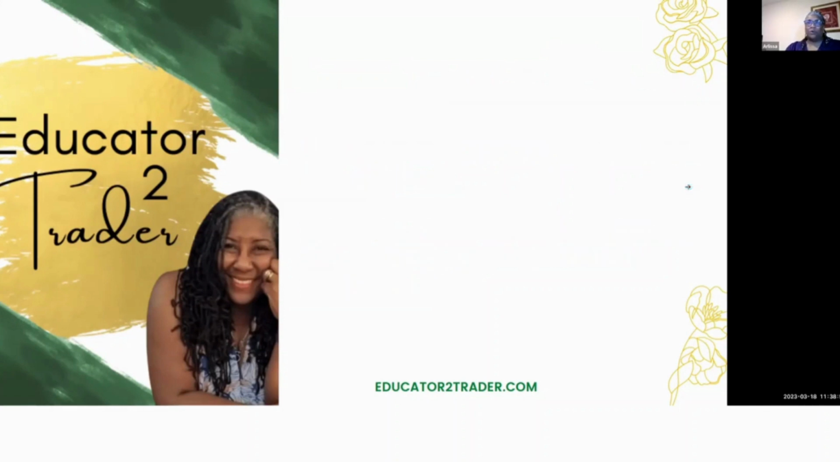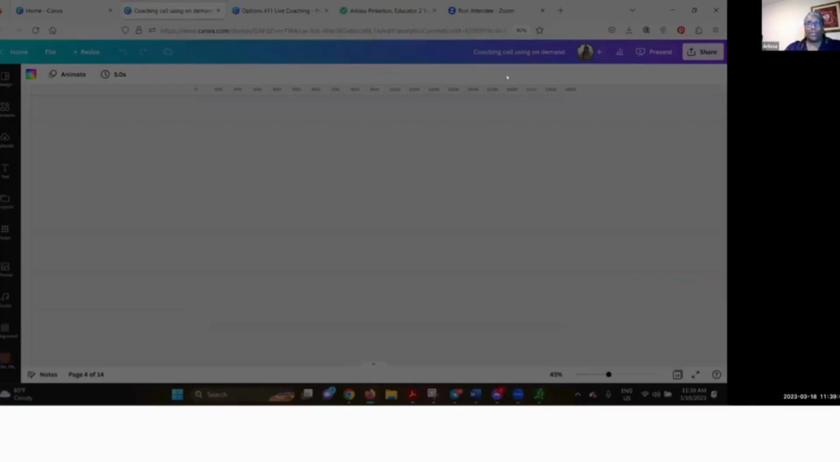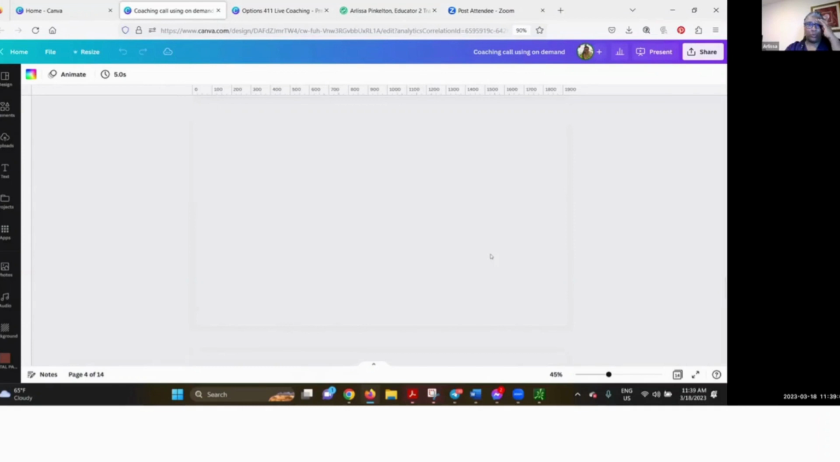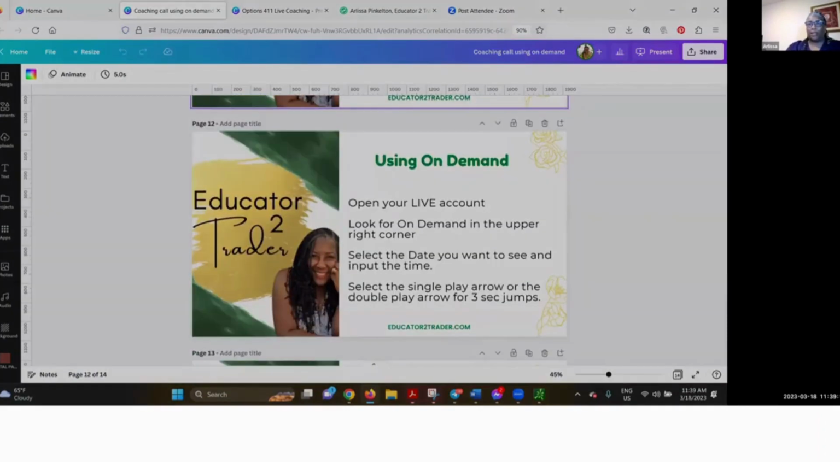You need price to move good in one direction when you're doing a straddle. Price needs to move really good and steady in one direction when you're using a straddle. So let's look at how we get to on demand. I think I have one more screen for on demand. Let me go back to that first, and then we'll go back to opening it up.